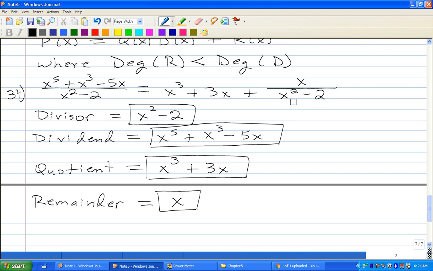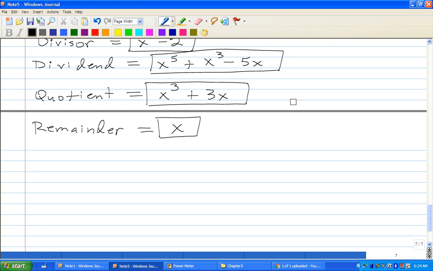Let me do problem number 36. x cubed plus 5x minus 6 over x minus 4. In exercises 35 through 64, use long division to find the quotient and the remainder.